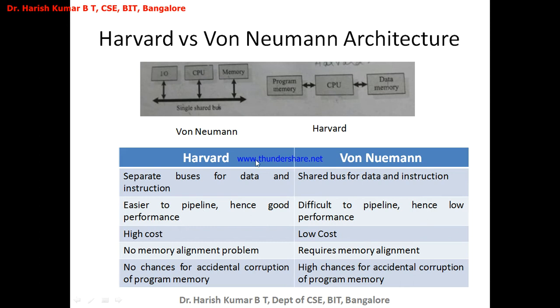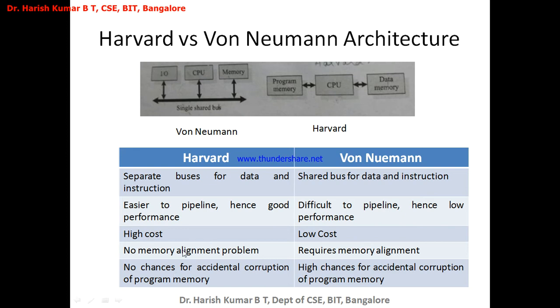So the cost is high in Harvard because you have to use two separate memories and separate instruction paths. In Von Neumann, the cost is relatively low because there is only a single memory and data path. Next, no memory alignment problem. If I take Harvard, the memory need not be aligned.